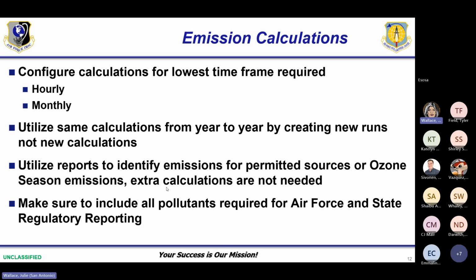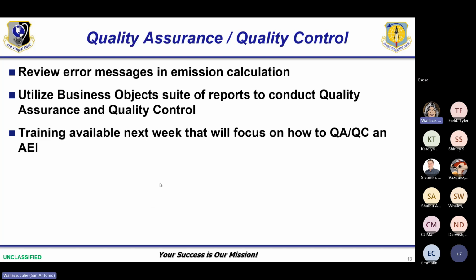And I talked about this a little bit before, utilize the same calculations from year to year. It will be a lot easier to compare emissions from year to year and troubleshoot. If you don't have permitted sources or ozone season or HAP emissions, don't create extra calculations; do that in the Business Objects reporting layer. And then make sure to include all pollutants for Air Force and regulatory reporting. Review the error messages, quality assurance, quality control. I believe that training is on Wednesday of next week, and the link is up there in SurveyMonkey. Okay, so I highly recommend that everyone attend that as well.